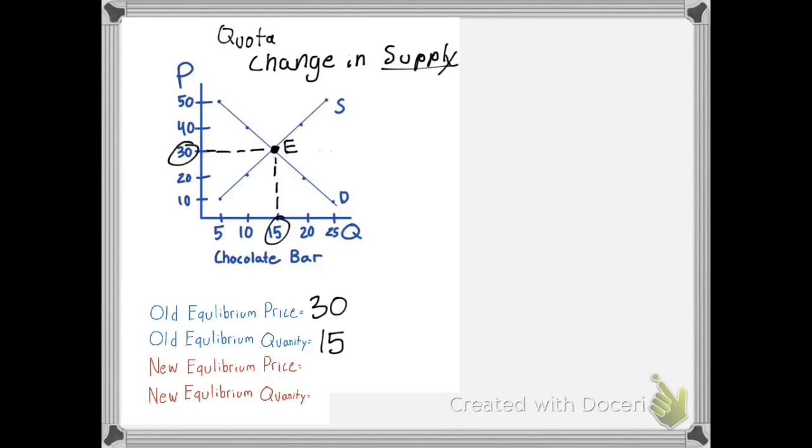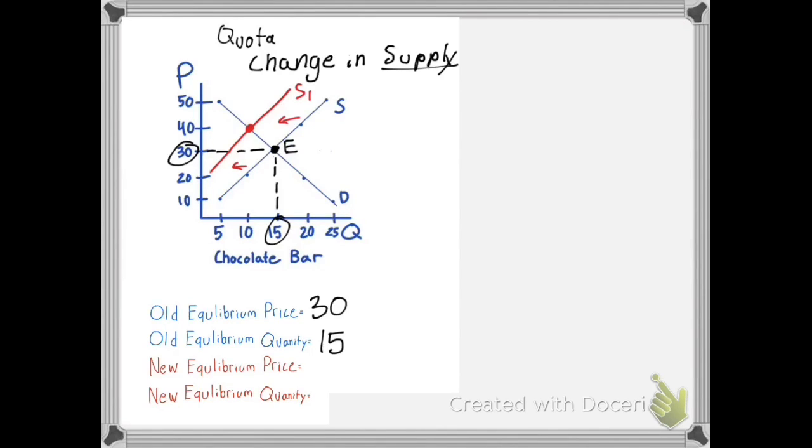So the line would move to the left. Should be right there. And this new line is the new supply. And when there's a new supply, there's also a new equilibrium. And in this case, it would be right here, because this is where the supply and demand cross and touch.